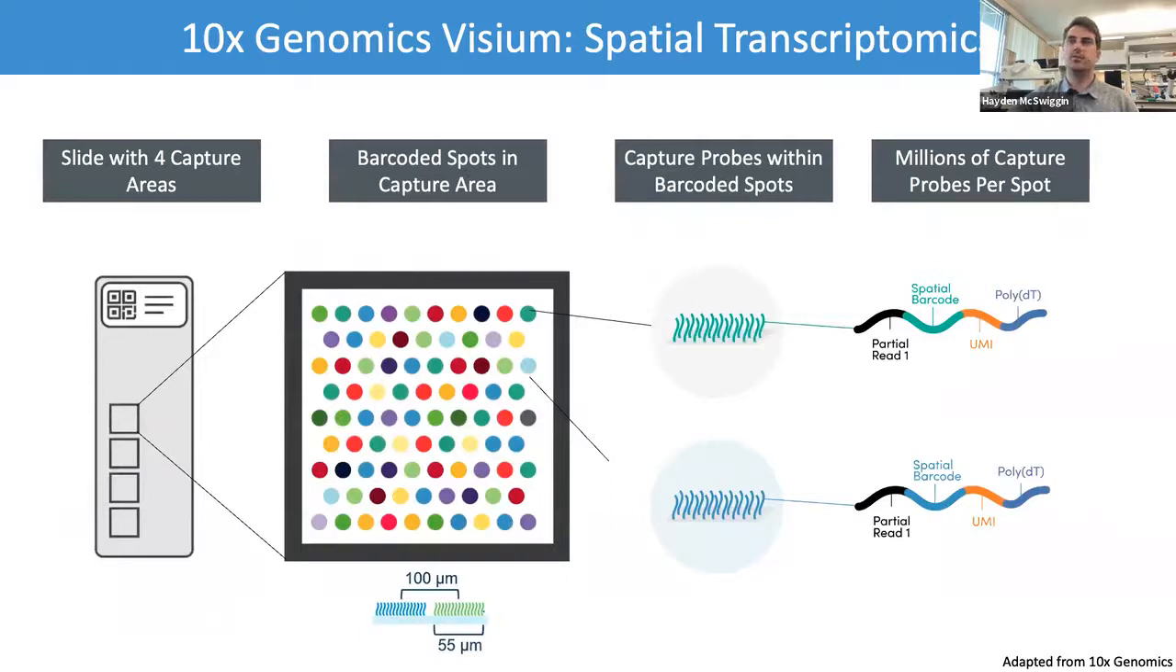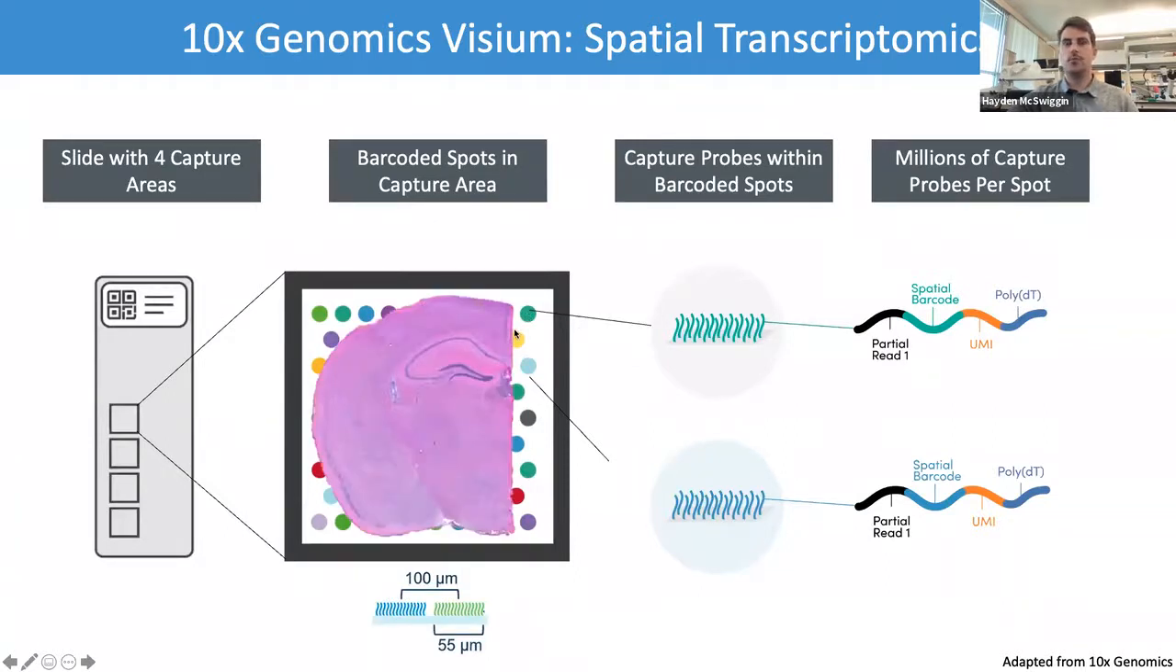This is how this platform works. You have a slide here with a few different capture areas. And within this capture area, you have barcoded spots that look a lot like the gel beads we talked about for single cell RNA-seq and the multiome assay. So within each one of these spots, you have oligos, and these oligos have the poly T that we talked about, the UMI, but then a spatial barcode, which is pretty much like a GPS coordinate that will allow you to map your RNA back to a specific area on the slide.